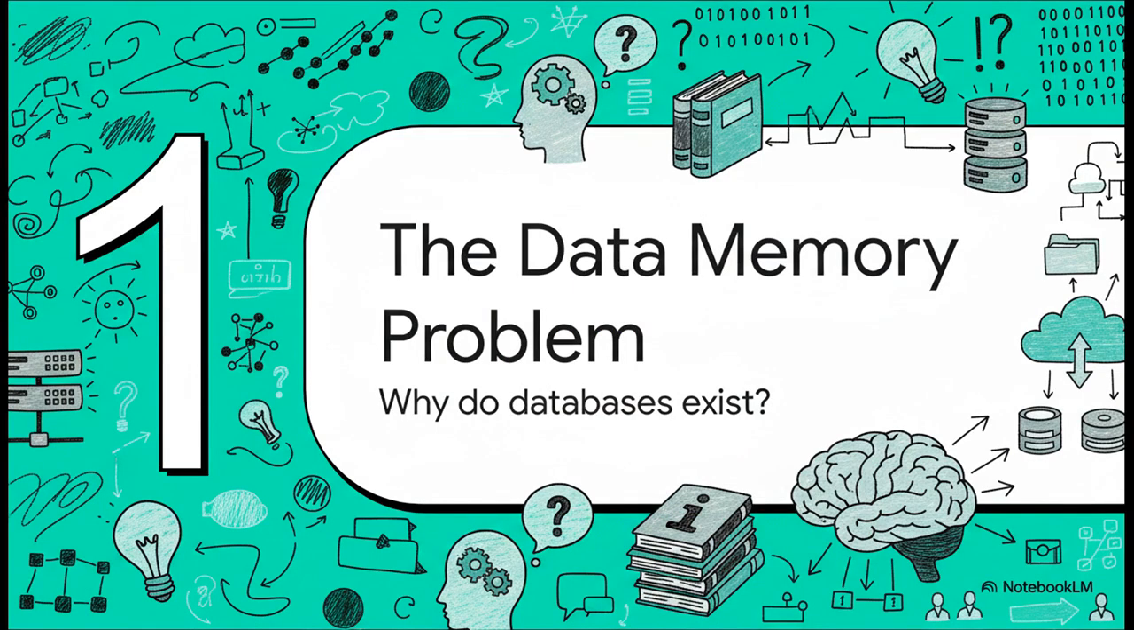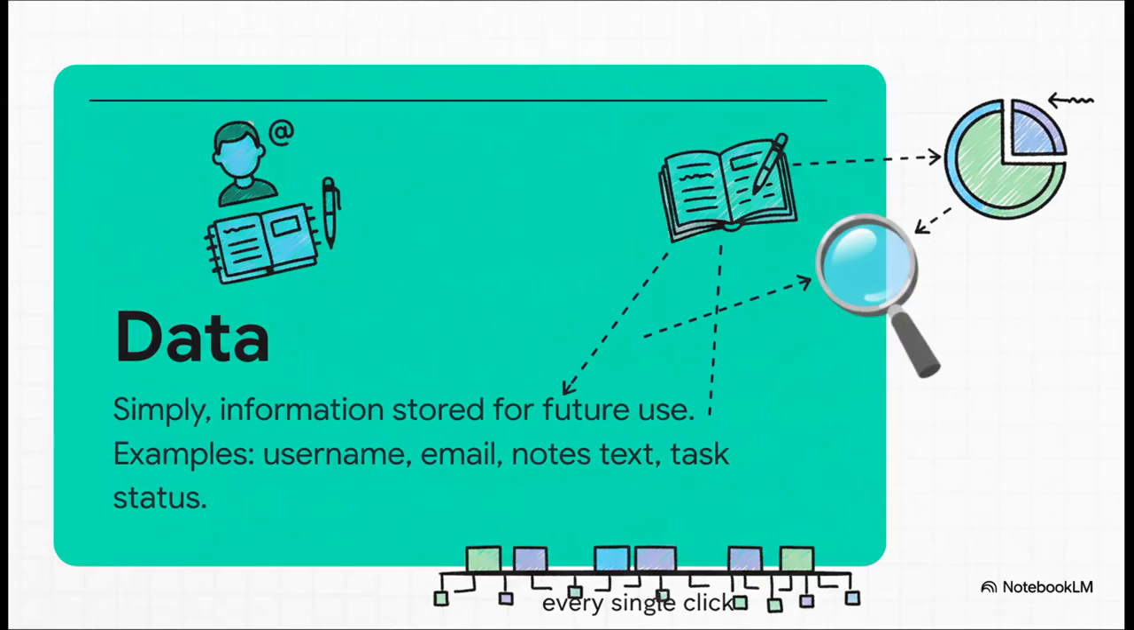So let's start at the very beginning. Why do we even have these things? I mean, why go through all the trouble of setting up a complex system like a database? Well, it all boils down to solving one simple, universal problem: how to remember information. And in our world, we call that information data. And what is data, really? It's not some big, scary concept.